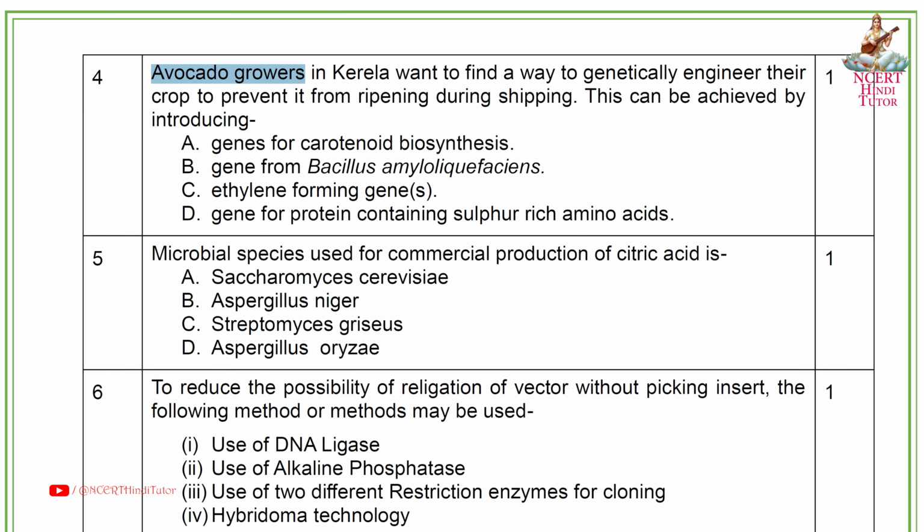Question 4. Avocado growers in Kerala want to find a way to genetically engineer their crop to prevent it from ripening during shipping. This can be achieved by introducing answer C. Ethylene forming genes. Question 5. Microbial species used for commercial production of citric acid is answer B.